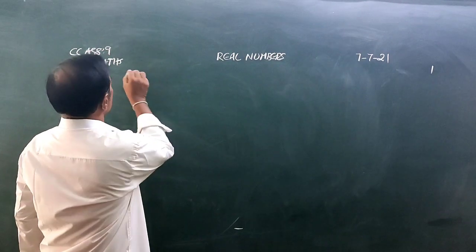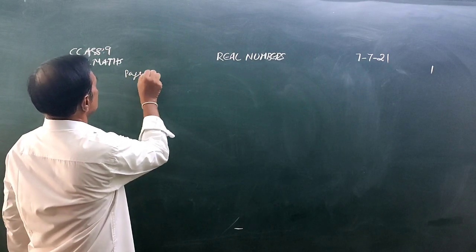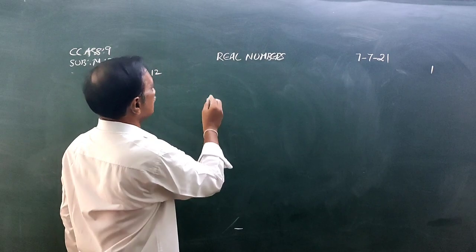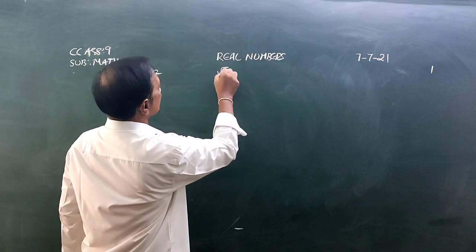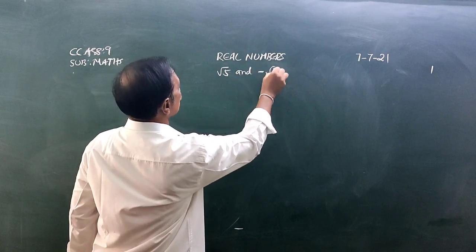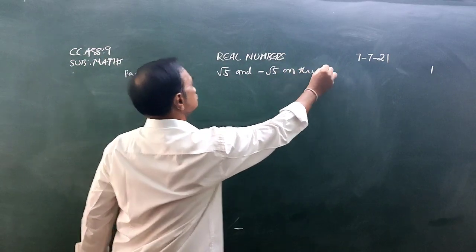So in page number 12, we have one problem under try this. Represent root 5 and minus root 5 on the number line.